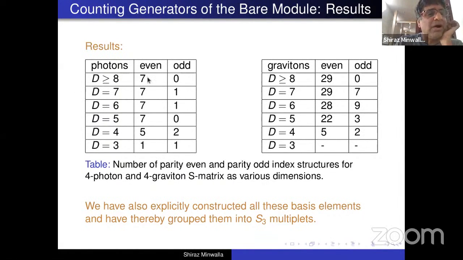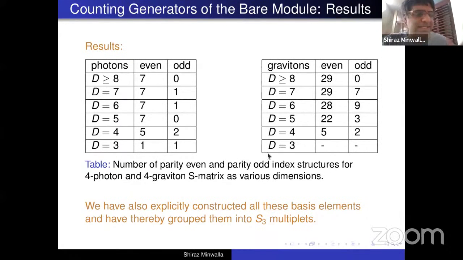We've counted the number of generators. For photons, for every dimension d greater than or equal to 8, the number is always 7, and then the number of parity even generators goes like this, and parity odd generators goes like this. You see, it's an interesting table with some detail depending on dimension. For gravitons, the corresponding numbers for even generators and for odd generators go like this.